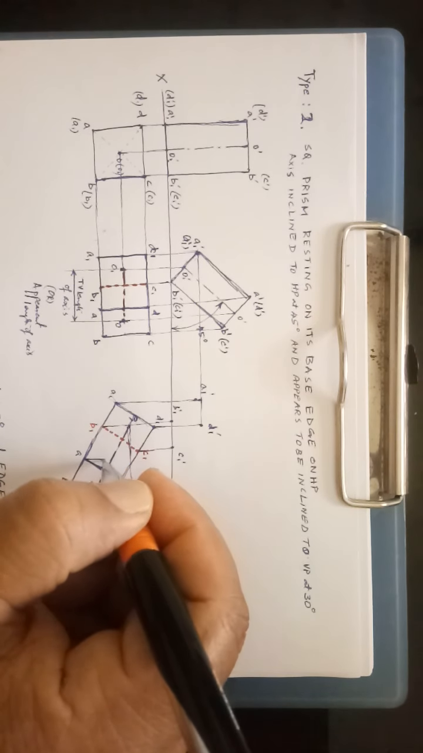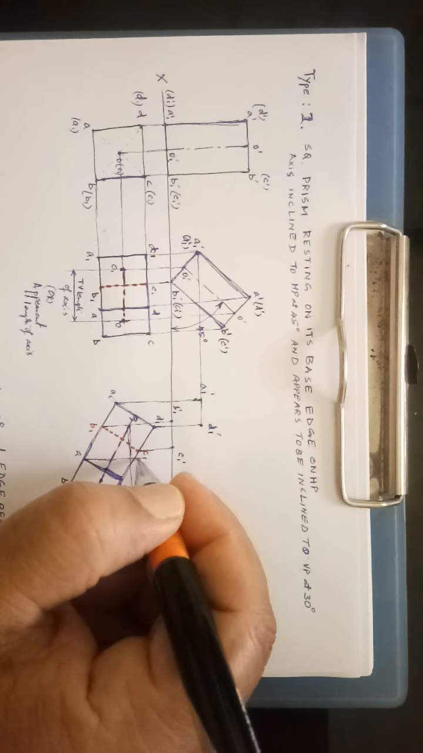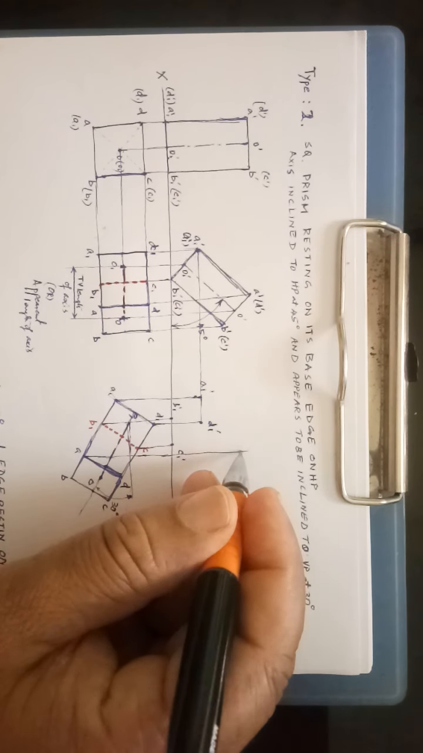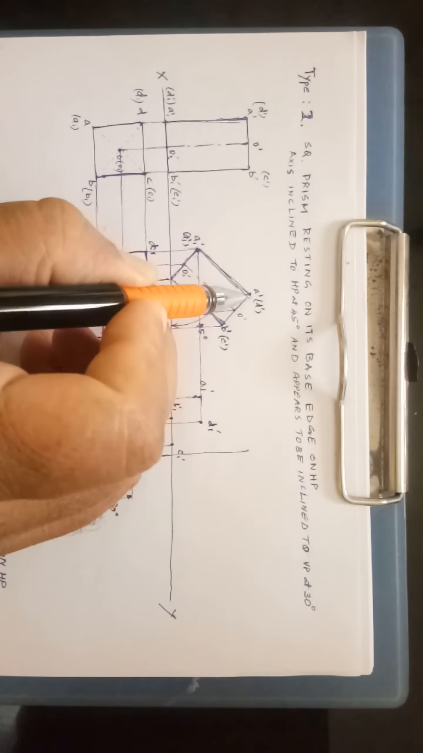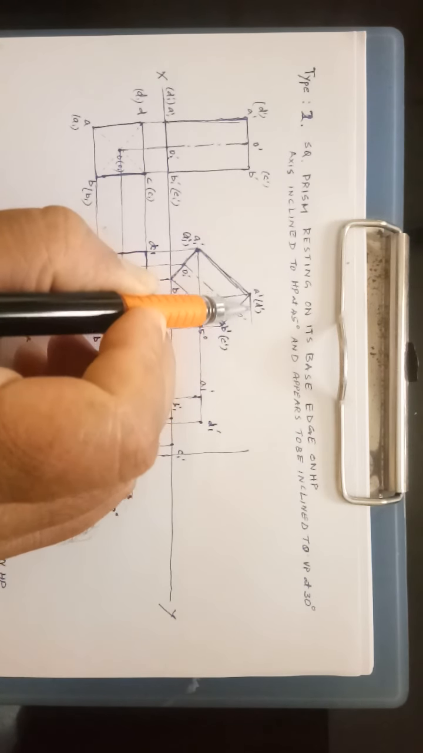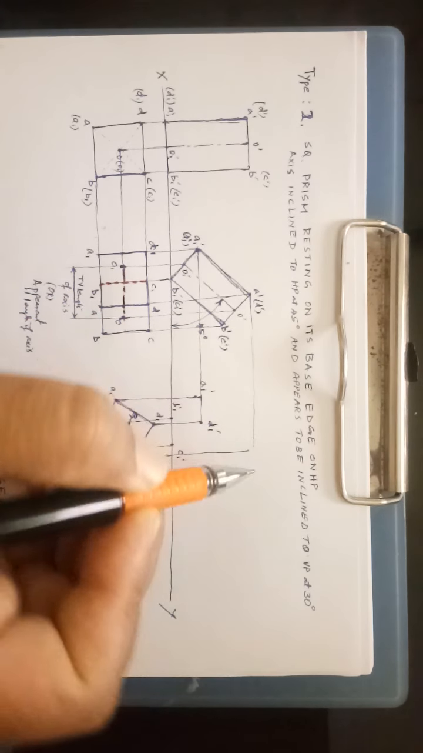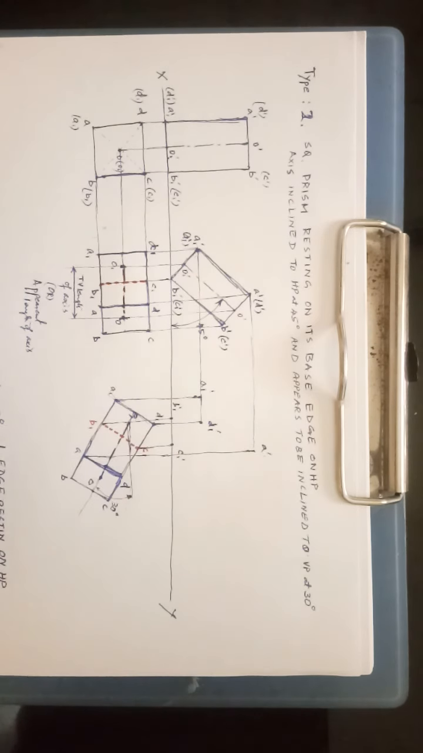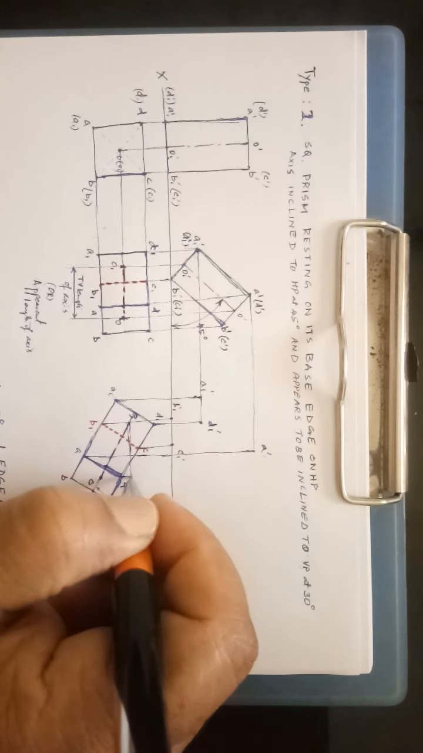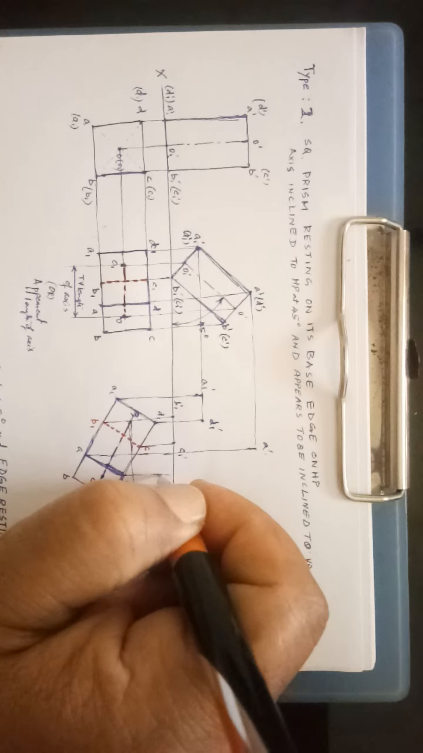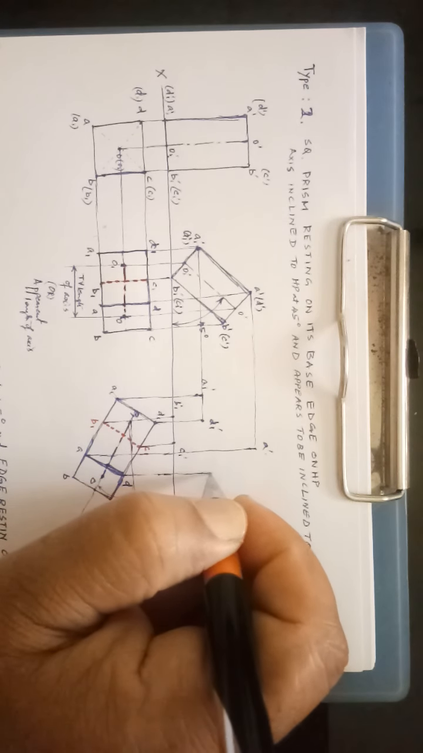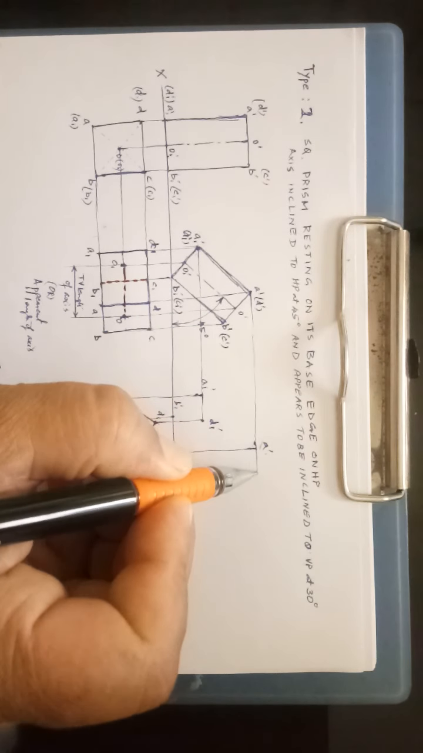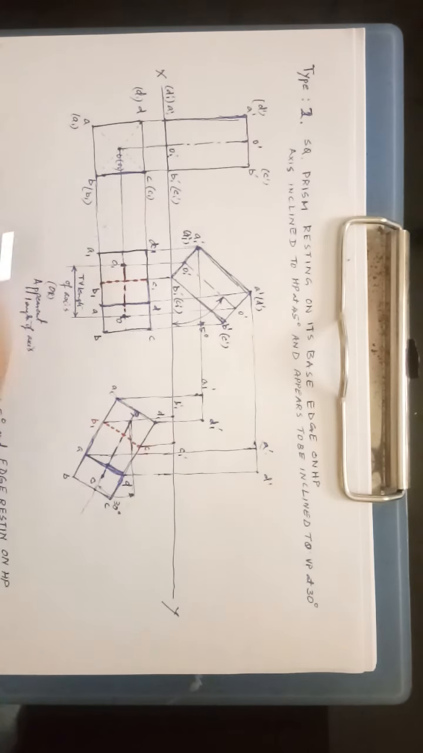So from A draw a vertical projector, okay. From the previous A dash front view draw the horizontal projector to cut this vertical projector. It cuts at this point. This will be A dash. Similarly D dash, draw the vertical projector from D, and from previous front view draw the horizontal projector. This will be D dash.